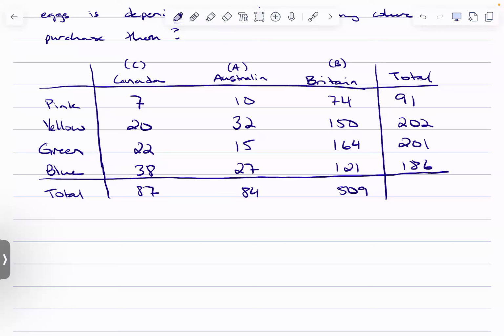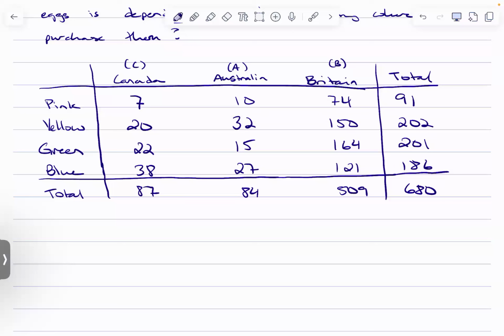My only concern is that it's going to maybe make my expected counts weird, but I would expect large counts out of a sample of 509. Right? And I get a total of 91 plus 202 plus 201 plus 186. Wow. Everything's coming up Emily today. 87 plus, I gotta confirm, 680. Wow, I didn't even plan that.